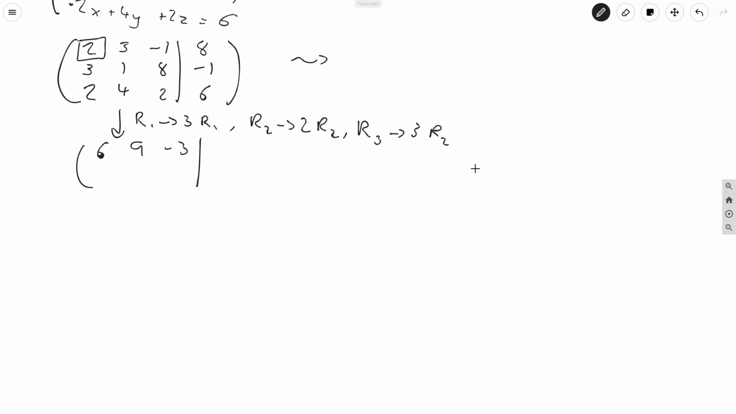Because remember, when we multiply row 1 by 3, you have to multiply the entire row. So we get something like this. Here we're going to multiply the row by 2, so we get something like 6, 2, 16, minus 2. 6, 12, 6, 18. Okay.